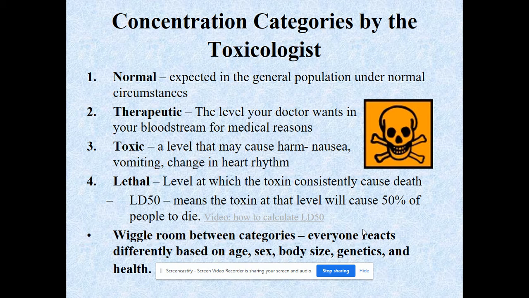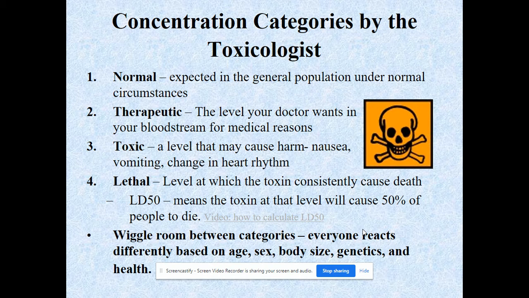Now there's a subcategory under that, which is LD50. Now LD50, we're going to do a separate lesson on this, but we are going to get into LD50. LD50 means the toxin at that level causes 50% of people to die. And it is a very important term in this talking about drugs and poisons. LD50 is an important term that we want you to know about. So we're going to do a separate lesson on that.